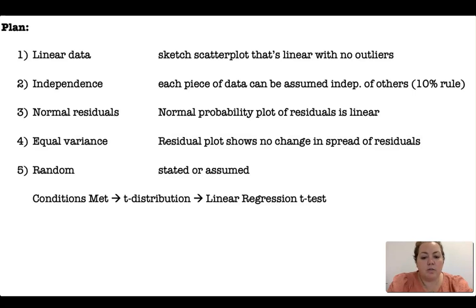Normal residual. So the residual plot, or a normal probability plot of the residuals, is linear. You need to have equal variance. So the residual plot shows no change in spread of the residuals. And then it needs to be random. It either needs to be stated or assumed. If those conditions are met, then we can use a t-distribution and do a linear regression t-test. All right, so I do like to try to remember these conditions by the acronym LINER, L-I-N-E-R.